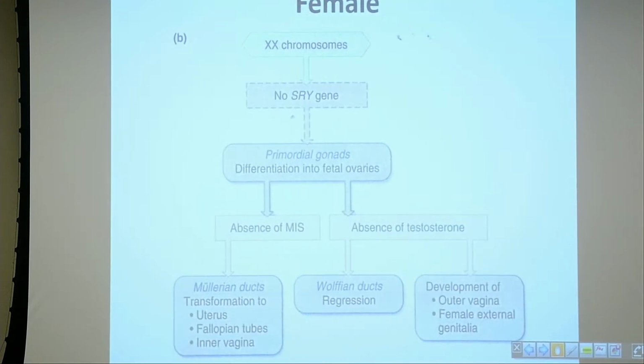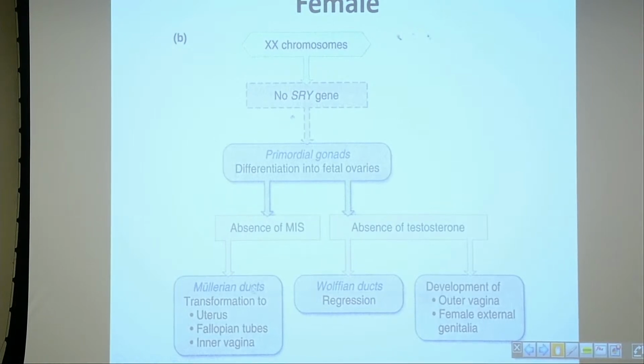What about the female side? The female is differentiating in a different way. Because of the XX chromosome composition in the female, we don't have any SRY gene. If there is no SRY gene, as I said in the previous lectures, the female development path is a default path, which is leading to the differentiation of the primordial gonad to a fetal ovary.